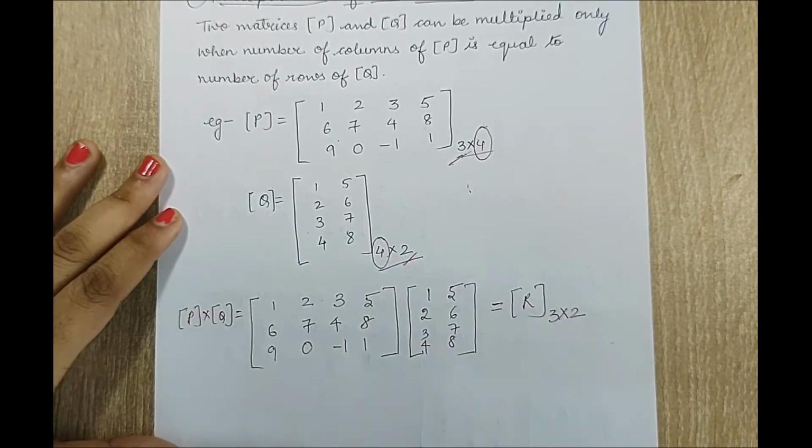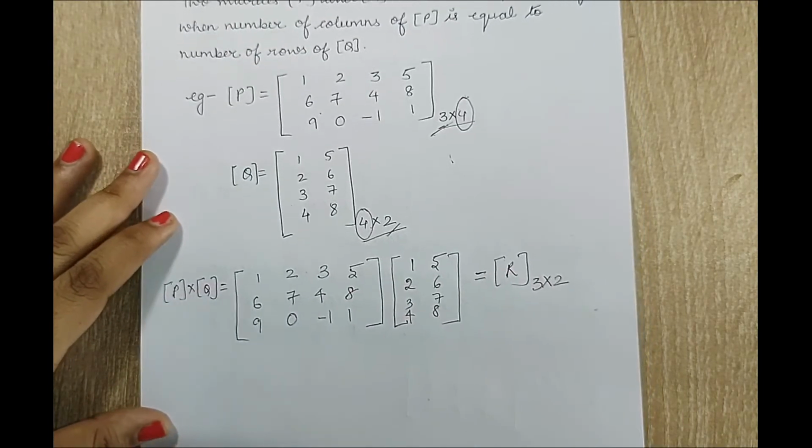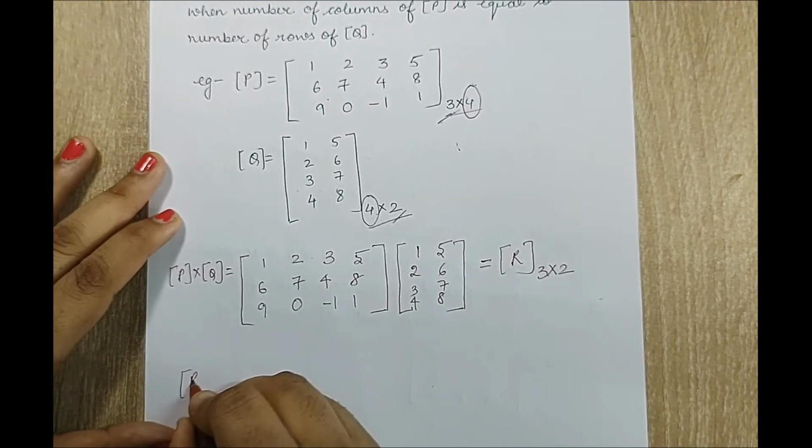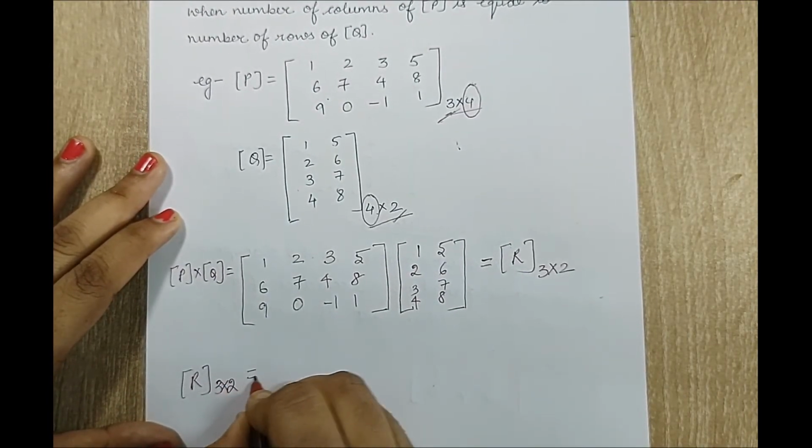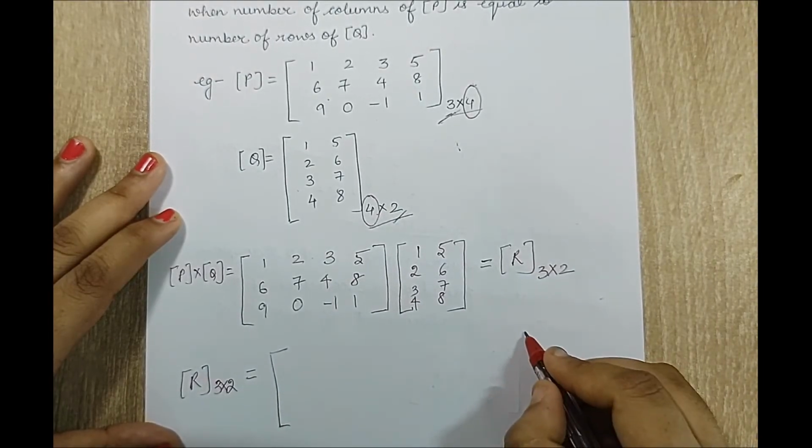Whatever remains, just write it for the resultant matrix. And now I'll show you how I multiply. So R3 2 will be. Now look, how do I multiply?